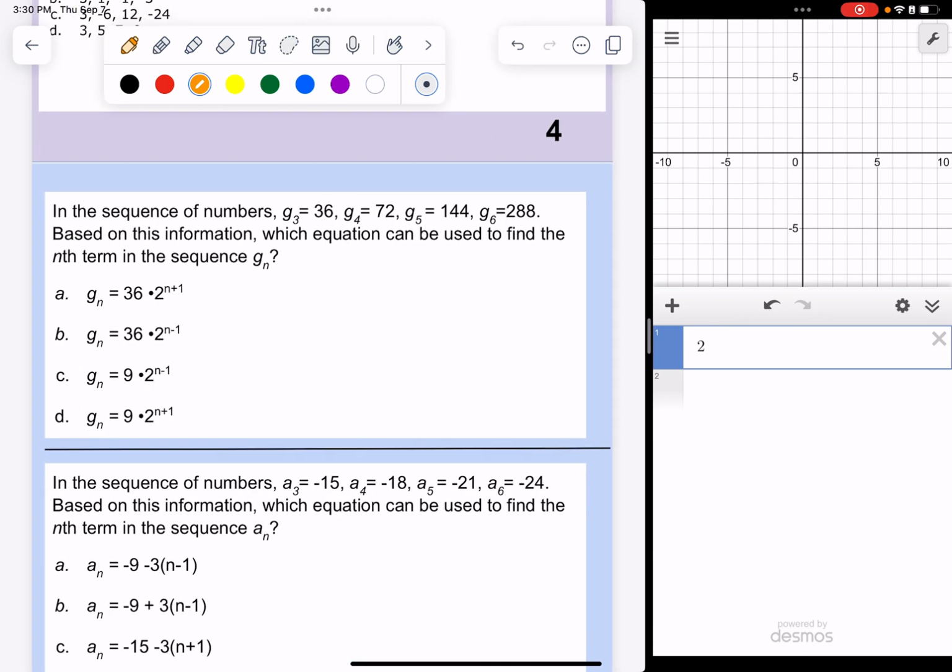You have, in the sequence of numbers, G of 3 equals 36, G of 4 equals 72, G of 5 equals 144, G of 6 equals 288. Based on the information, which equation can be used to find the nth term in the sequence?